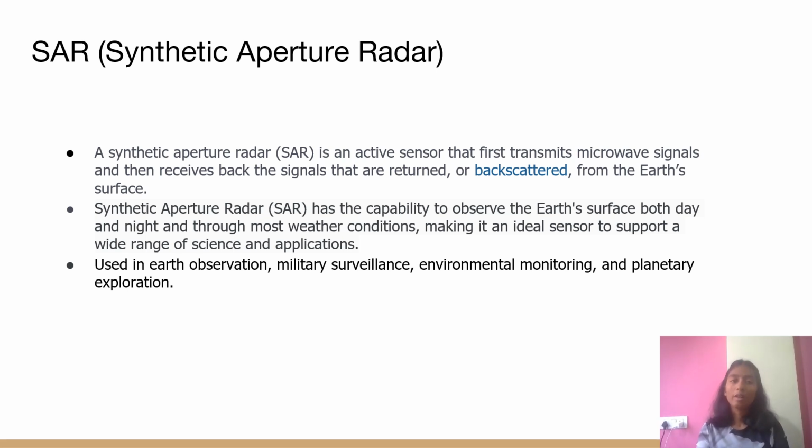SAR has broad applications, including Earth observation, monitoring landscapes, vegetation, urban development, and also military surveillance, like providing high resolution images for security purposes, and also environmental monitoring, tracking deforestation, natural disasters, ice sheet movements, etc. And coming to planetary exploration, we are mapping the surface of other planets in detail. So SAR is an ideal sensor to observe the Earth's surface both daytime and nighttime in all weather conditions.